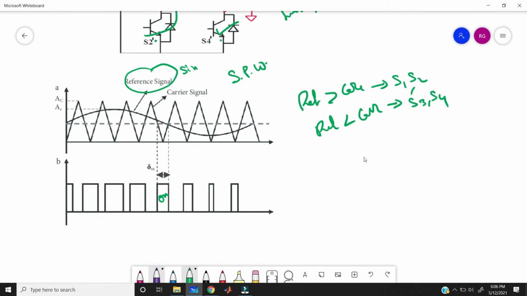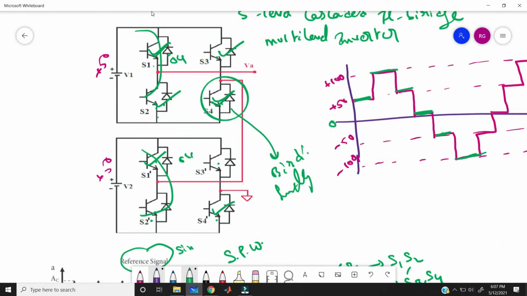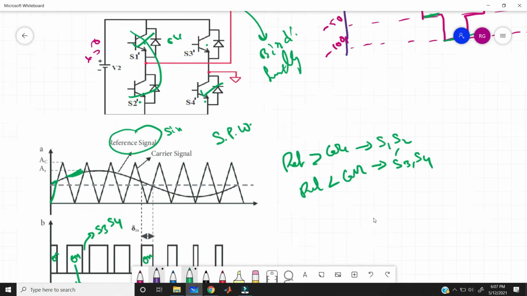Here also we are getting the reference wave greater than the carrier wave. Then again here also we turn on S1 and S2. And here also we are getting the reference wave more compared to the carrier wave. Here also we can turn on. So at these conditions only switches S1 and S2 are turned on. At this condition we need to turn on S3 and S4. Okay, here we don't need to turn on all switches at the same time. Why? Because if you turn on all switches at a time, then you can get a short circuit. That's why we never turn on all the switches at a time.